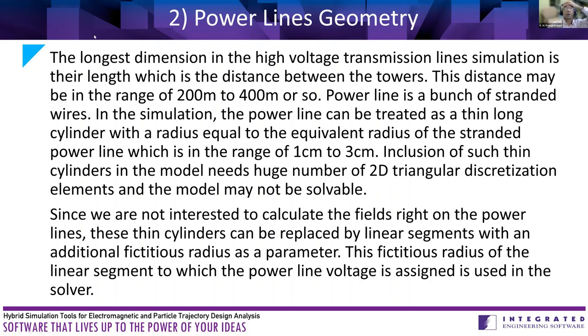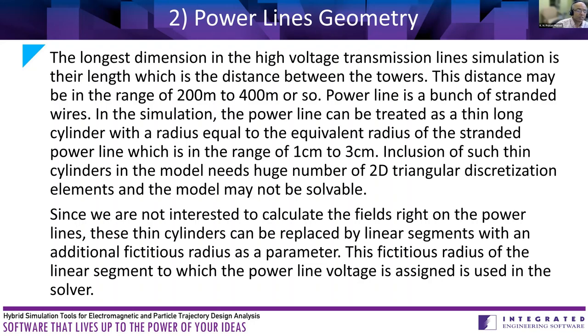Now the next thing is power line geometry. If you observe, the height of the tower is some 25 meters. From tower to tower, the lines run around 200 meters to 400 meters. If you model the lines by cylinders, then when you put the mesh, these narrow cylinders take a huge amount of mesh and the model gets very, very complicated and very difficult to solve using the boundary element method. Of course, finite element methods are out of the question. You cannot even solve this kind of problem.